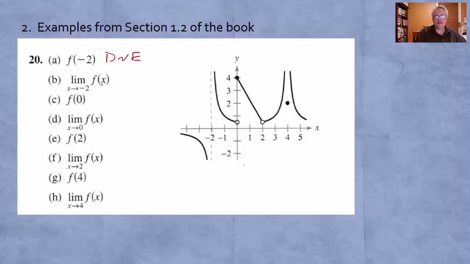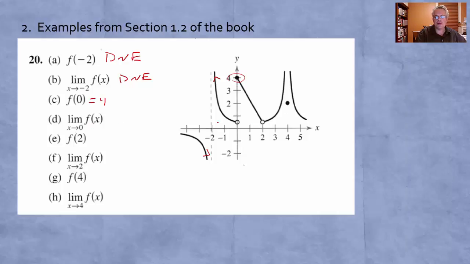This says the limit as x approaches negative 2. Well, it goes to negative infinity here, positive infinity there, so it does not exist. Okay, what's f of 0? All right, that actually has a value, 4.